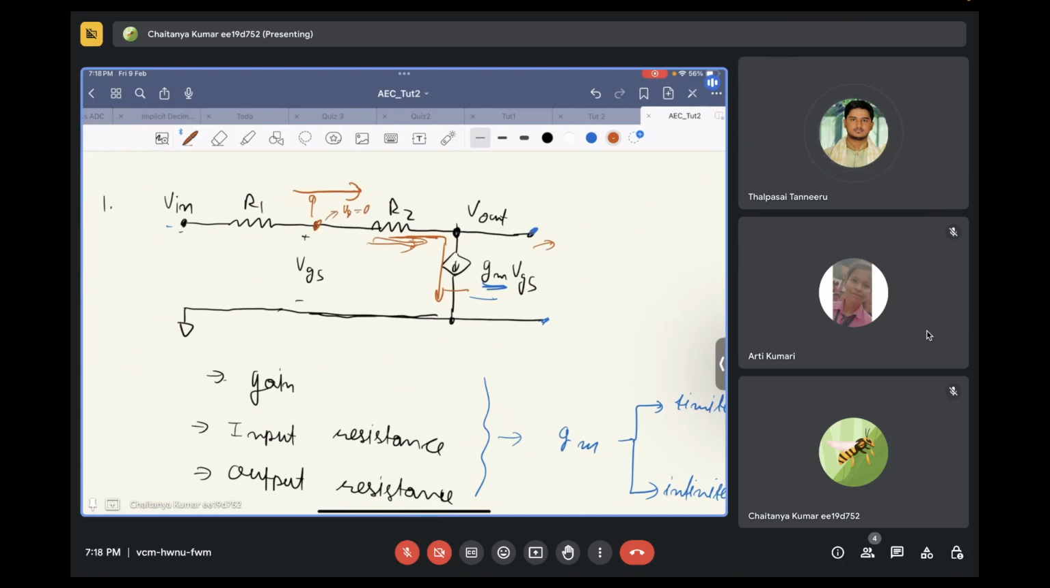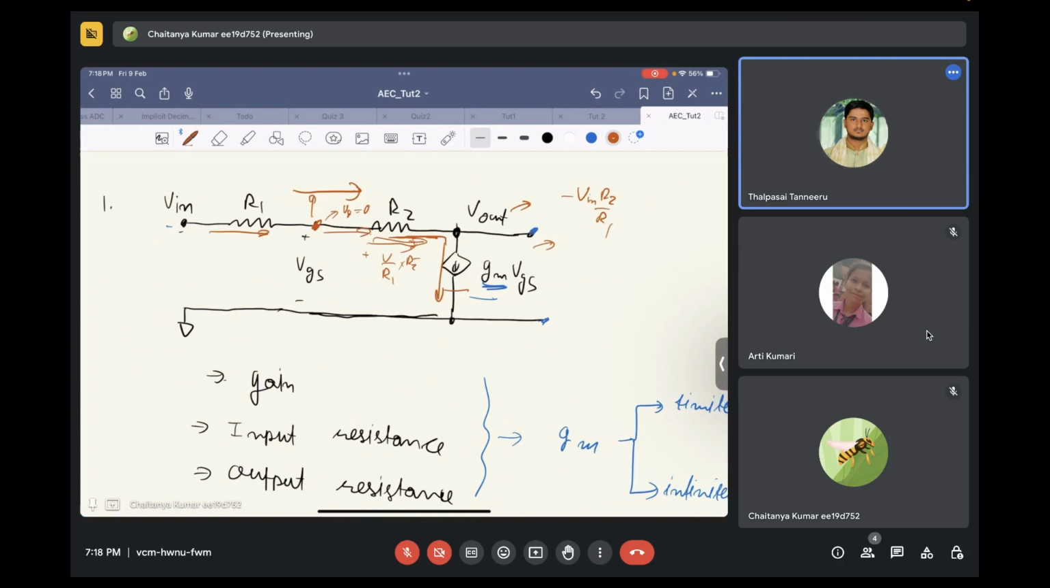Okay. Now, if VGS is zero, you can directly say that the current over here will be Vin by R1, because this voltage is zero, and since there is no other place for this current to go, the same current will flow through this, and there will be a voltage drop of Vin by R1 times R2. So your output voltage is minus Vin times R2 by R1. So you could have saved yourself from this huge amount of algebra.